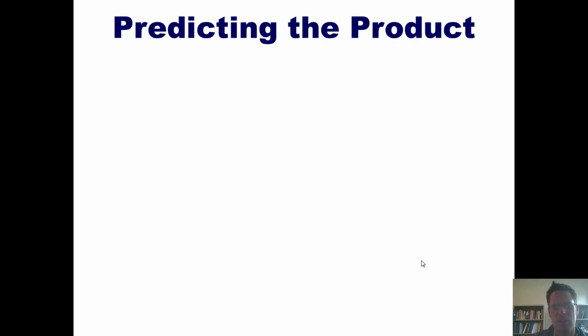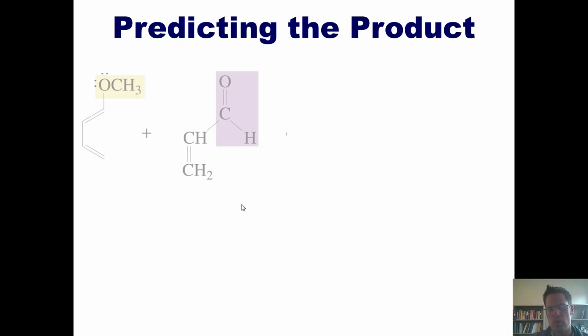So now we come to this final subject, predicting the product. If we look at a situation in which I react this diene with this dienophile, we could imagine it doing a Diels-Alder reaction to give the predicted product. However, this diene over here is not a symmetrical diene like butadiene. And what I mean by that is this.